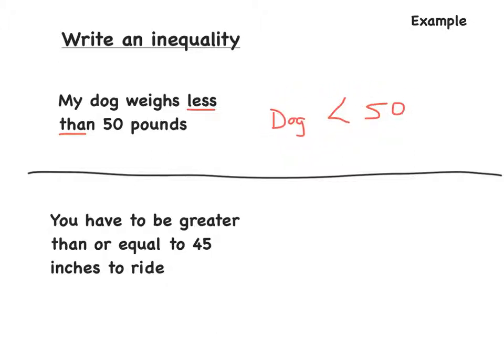Now the second one: you have to be greater than or equal to 45 inches to ride. Let's underline the important part: greater than or equal to. So we have you, and then we have 45 inches. Now we have to draw greater than or equal to, so you are greater than or equal to 45 inches. This is the inequality that we have.